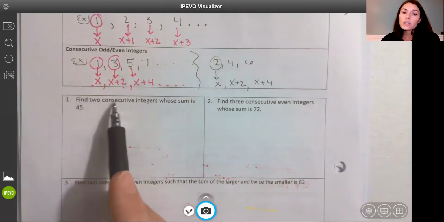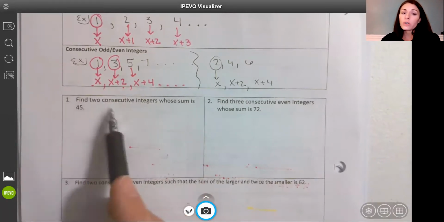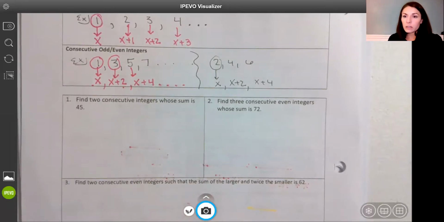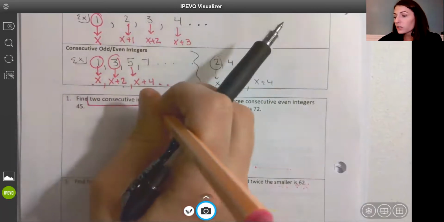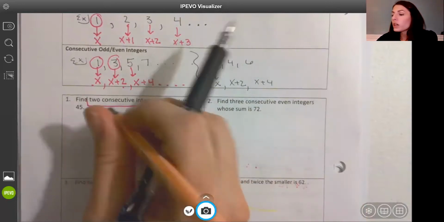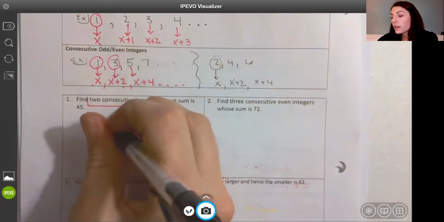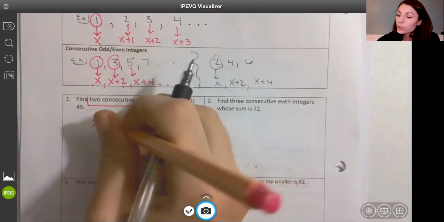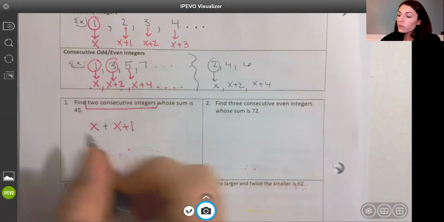It says, find 2 consecutive integers whose sum is 45. Again, you may be able to do this in your head, but part of your assessment grade is being able to build the equation. So from this, I have to build my equation. Two consecutive integers, not odd or even, just consecutive integers. Here's a number directly right next to it. If I call the first integer x, then the next consecutive integer would be one more than x, and that's what we had written up here.